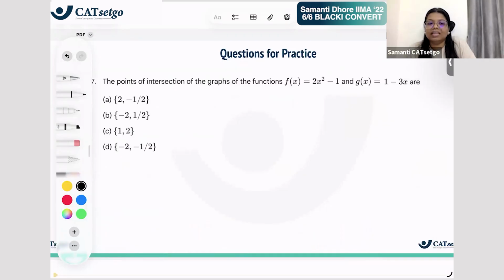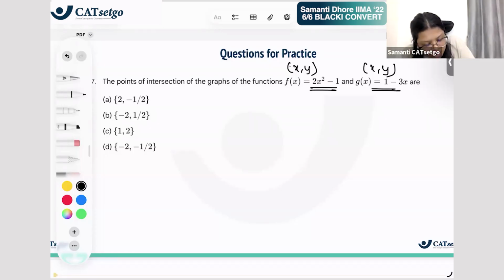Quickly करते हैं. यहाँ पे क्या करना था? You have to find the intersection points. What is an intersection point? Intersection point will be the ऐसे points जहाँ पे इसका x, y और इसका x, y same होगा. कैसे निकालोगे? By equating both the graphs. ठीक है? You'll be like, okay, I want to find intersection. Intersection means these both will be equal.